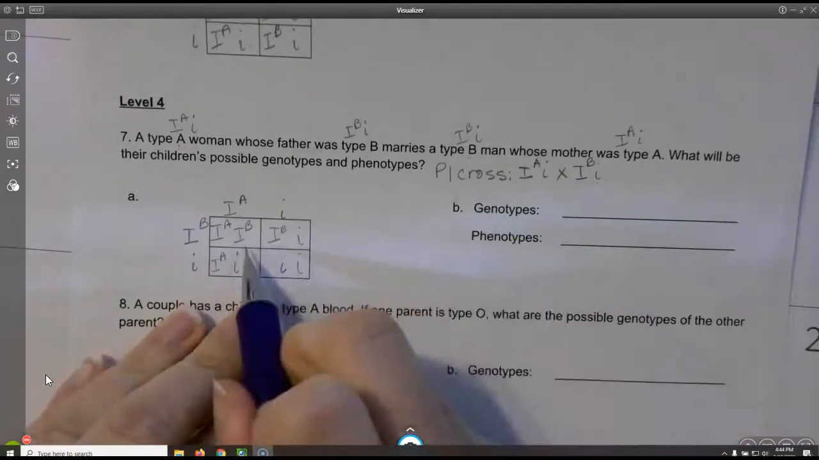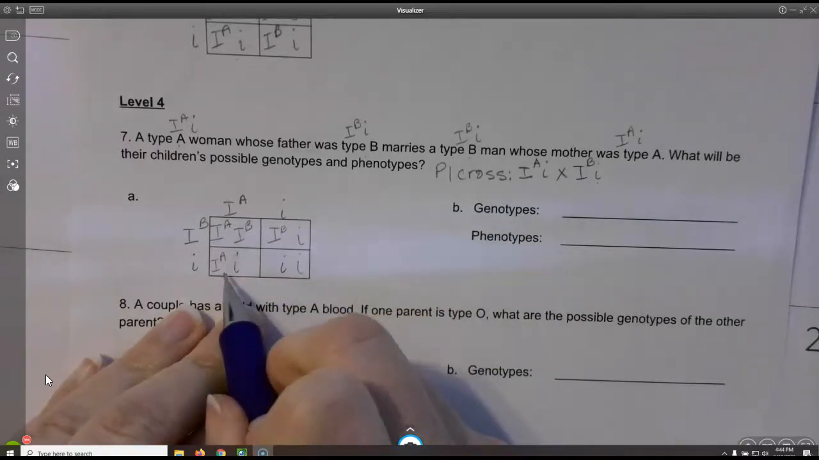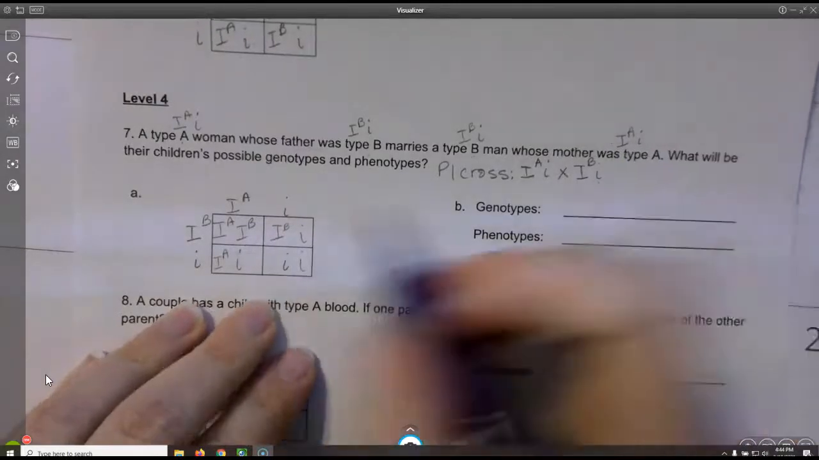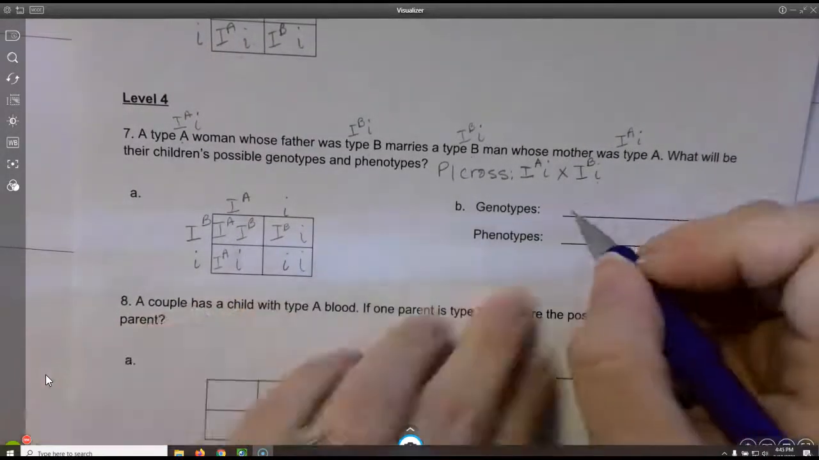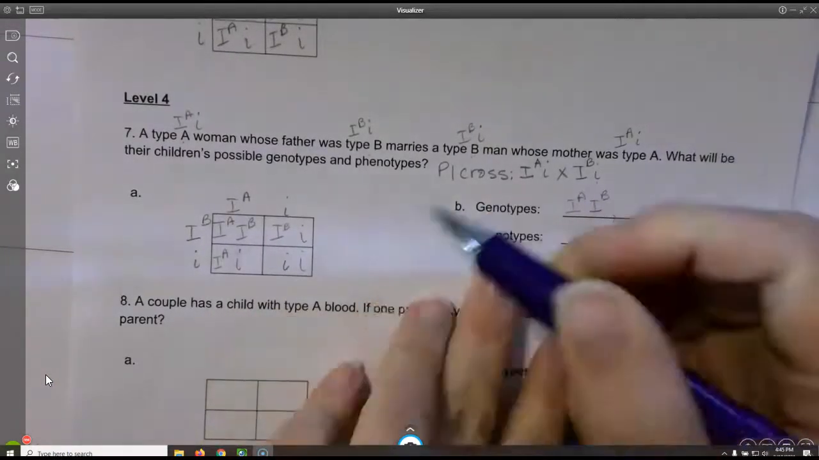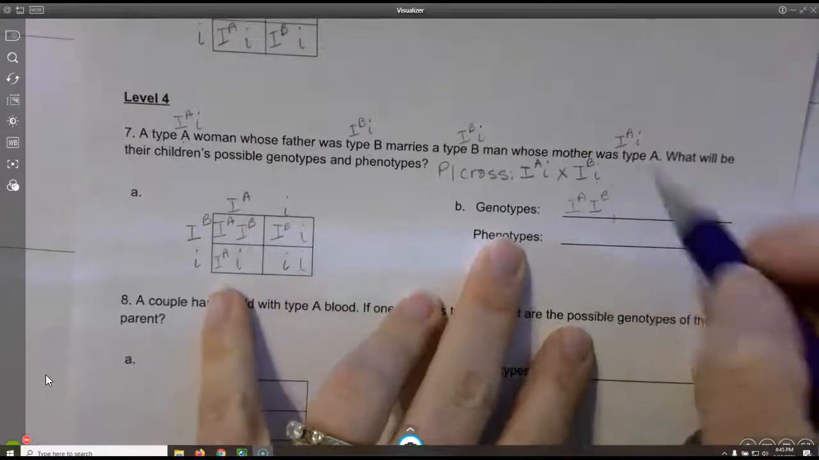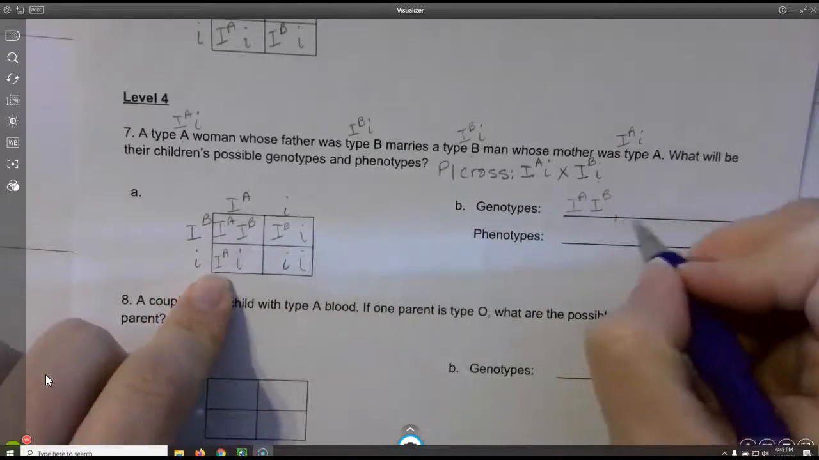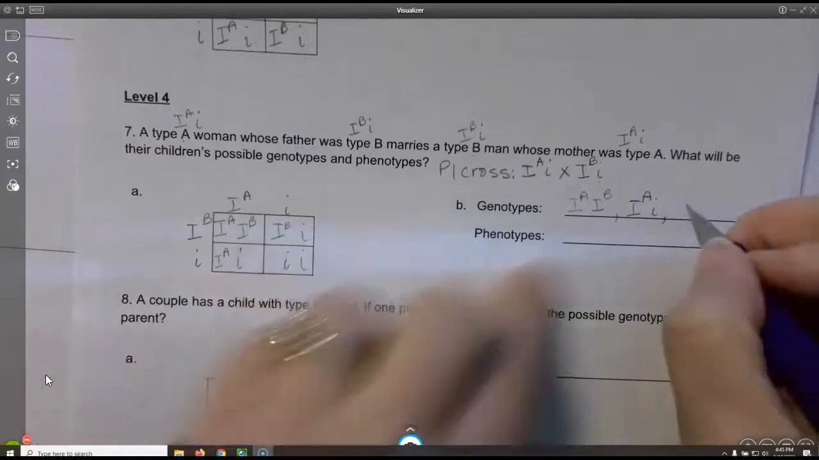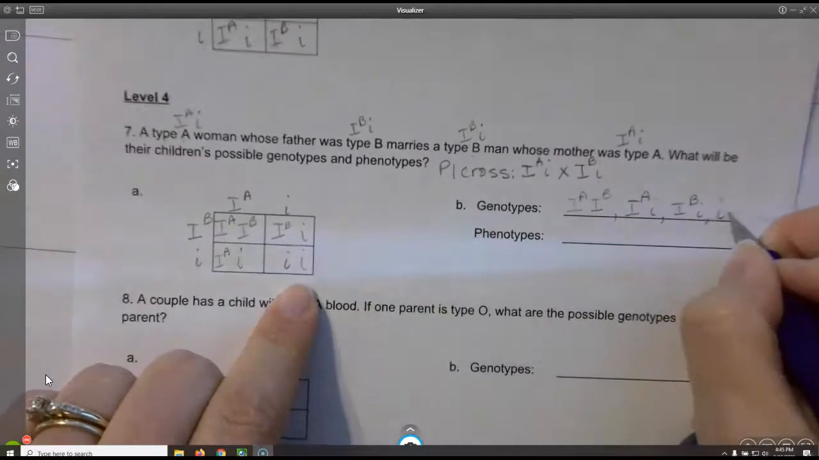Genotypes. Well, we have IAIB, IBi, IAi, and ii, which is O. So we are going to do the one that has both dominant alleles first. So IA, IB. Then we will do our heterozygous ones that have the O alleles because that's the recessive one. Do your A first because it goes in alphabetical order. So IA little i, and then IB little i, followed by little i little i.